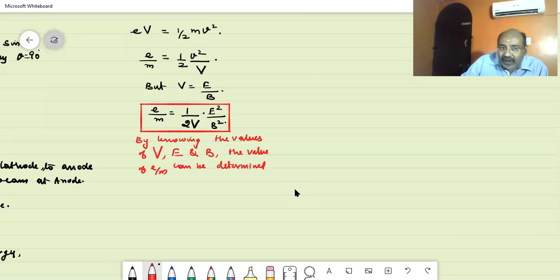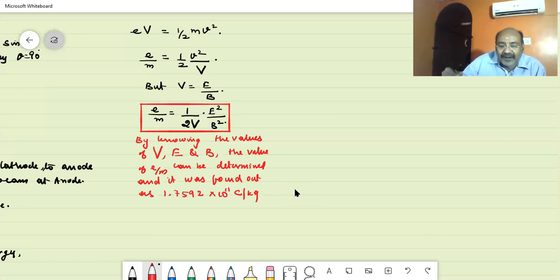And it was found out as 1.7592 into 10 power 11 coulomb per kilogram. This is one of the methods by which you can calculate the value of e by m.